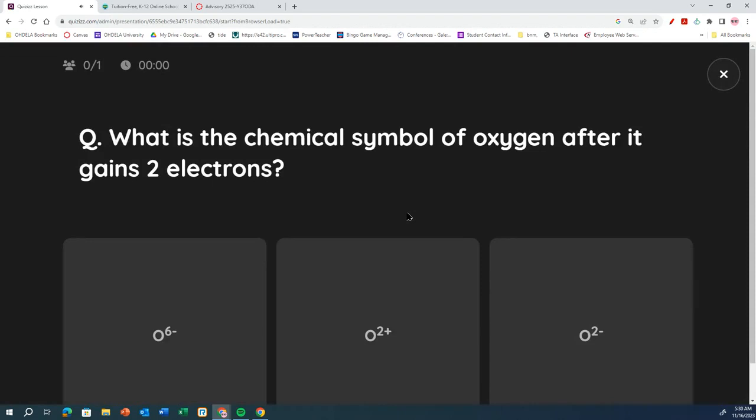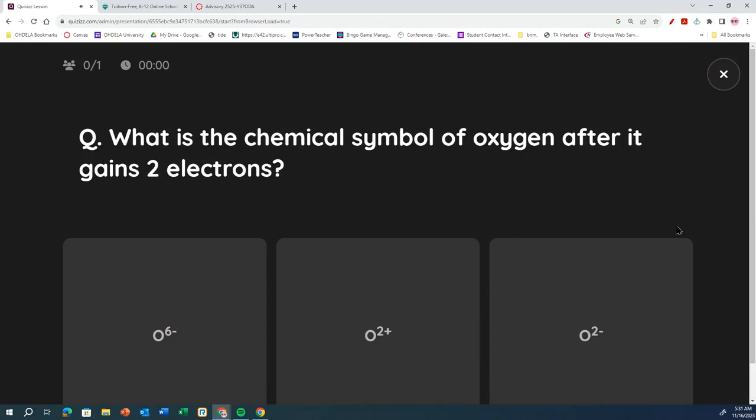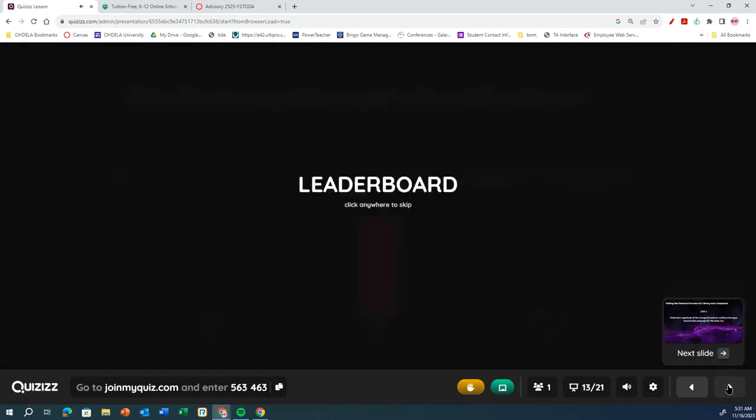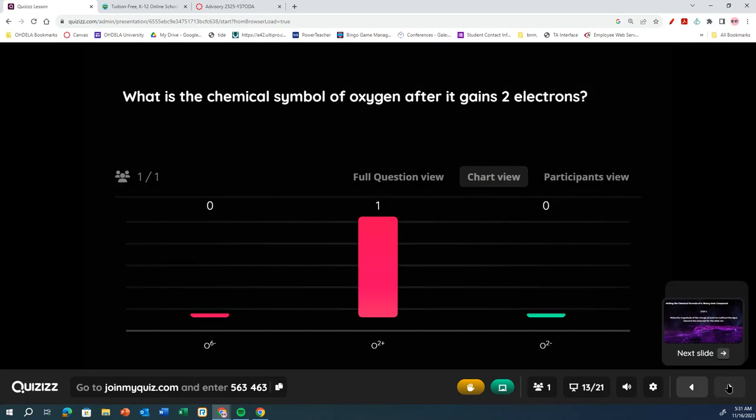What is the chemical symbol of oxygen after it gains 2 electrons? Remember, gaining 2 electrons is going to make it negative. Adding 2 electrons is going to make it negative 2. It wouldn't gain 6, because remember, oxygen is in group 16, which wants to get 2 more to make it an 8, or an octet. I made a mistake there. It should have been 2 minus.